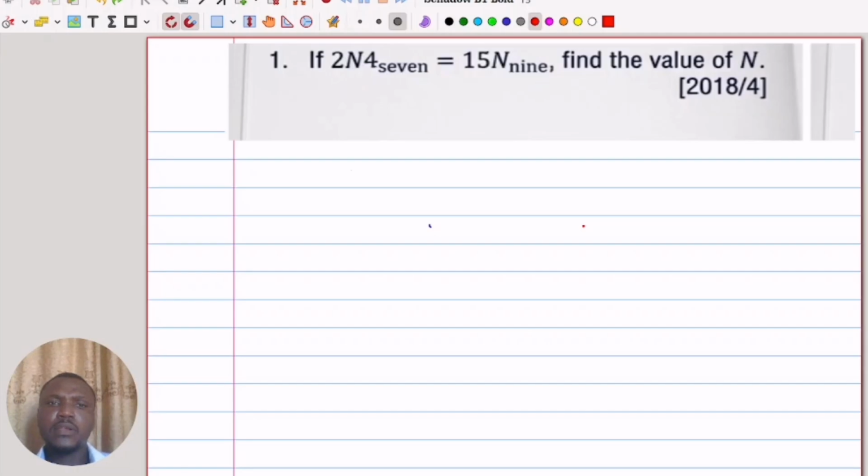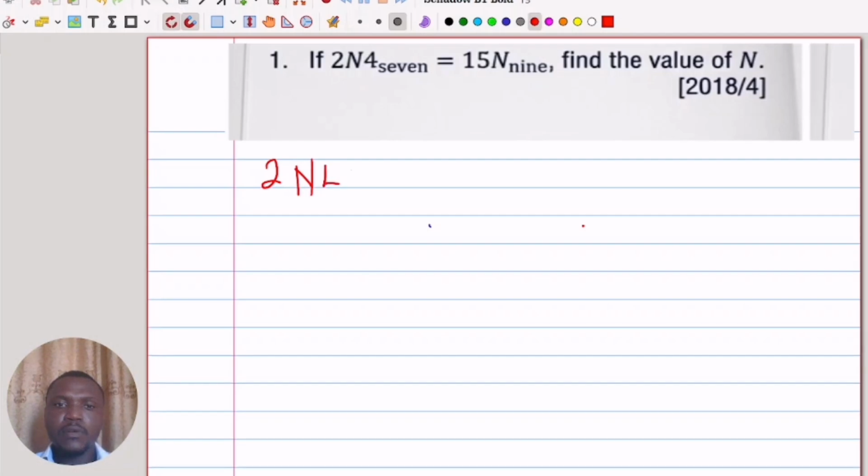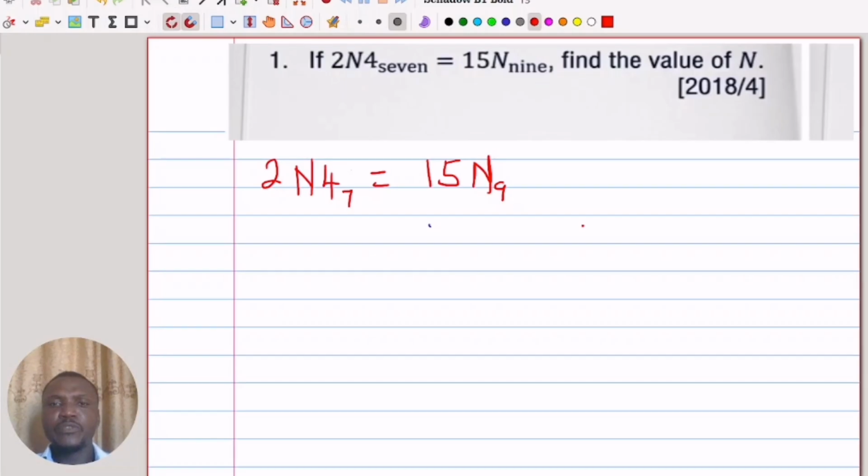Question 1. If 2n4 base 7 equals 15n base 9, find the value of n. So I'm going to copy out the question by writing 2n4 base 7 equals 15n base 9, to find the value of n. To find the value of n, we are going to convert both 2n4 base 7 and 15n base 9 into base 10. How do we do that?